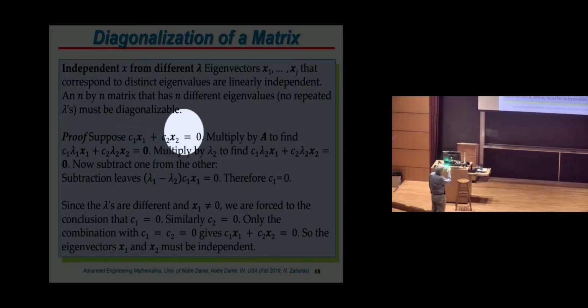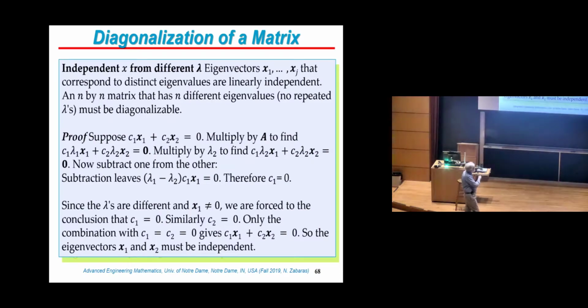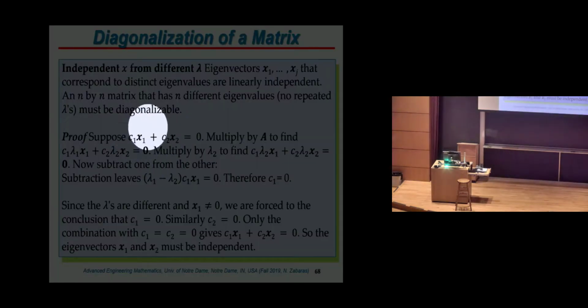I'm using the equation for independence that says if I take a linear combination equal to 0, the only possible way for this to take place if I have independence is for the coefficients to be 0, by definition. So we take this equation, multiply this by A. If you multiply by A, what is A times x1? It's lambda 1 x1. And what is A x2? It's lambda 2 x2. So remember this nice equation. That's one equation if we multiply by A.